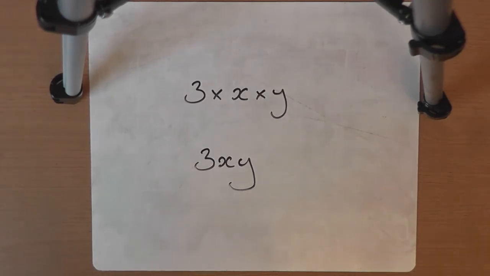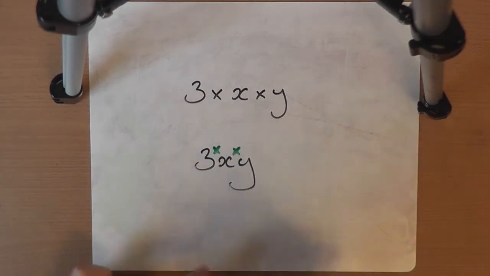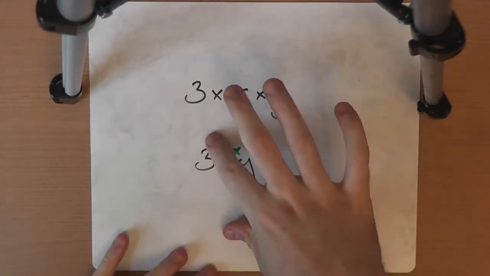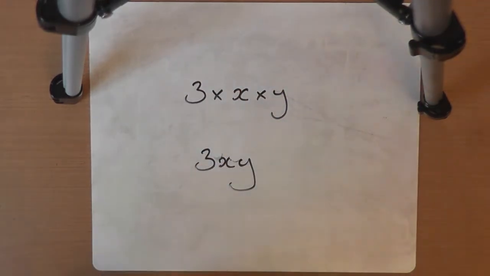We know that the times signs are there. They are just hidden in there, and if we needed to put them back in for some reason, we could put them back in, but in terms of simplifying them and in terms of writing this in the neatest way possible, we can simply drop out the times signs and write that as 3xy.